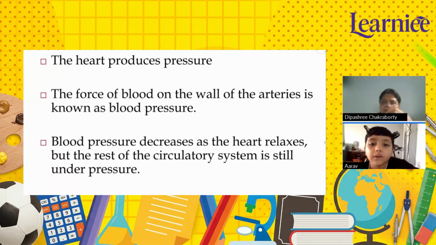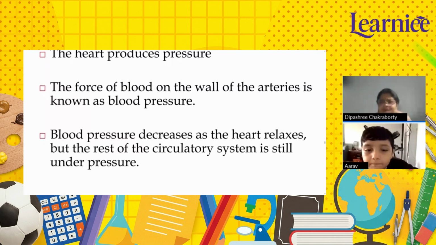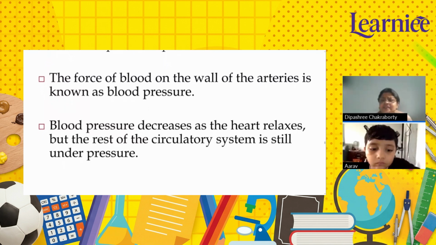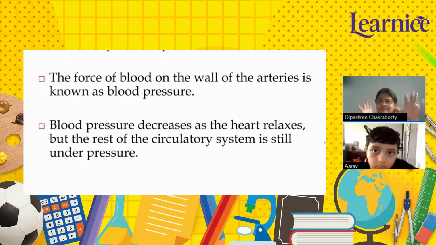The force of blood on the wall of the arteries is known as blood pressure. Force of blood, here two words are very important. One is arteries, the main word, you have to mention. MCQ: blood pressure occurs where? The force of blood on the walls of the arteries is known as what? Blood pressure. Now, this blood pressure, what do you think? Is it always there, or sometimes does it relax or ease a little bit? Now, relax.